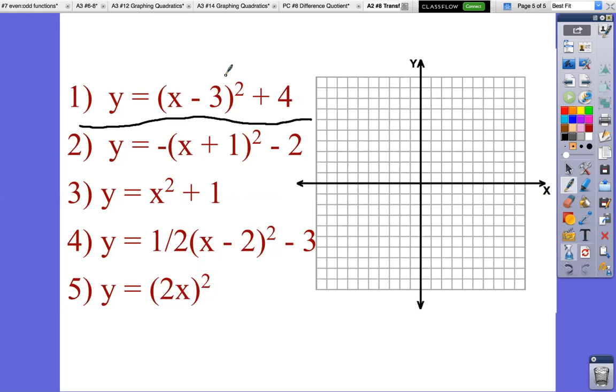What's my vertex on number 1? How's this been shifted? It's right 3, up 4. That's right. So as soon as you see all of this, you need to see those transformations and know what that means. It's moving your vertex. And I already know that it opens up, so I should have a rough idea that it's going to look something like this. So that's right off the bat what you should know.